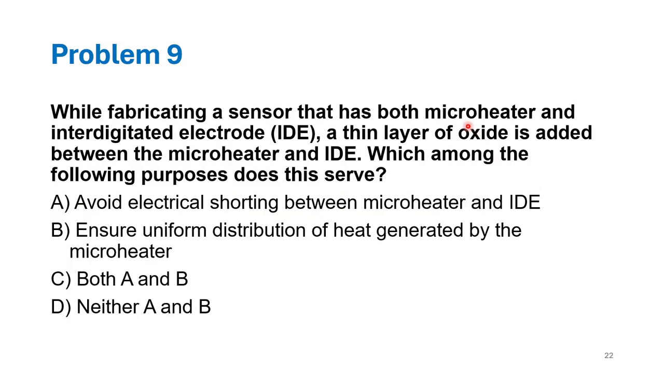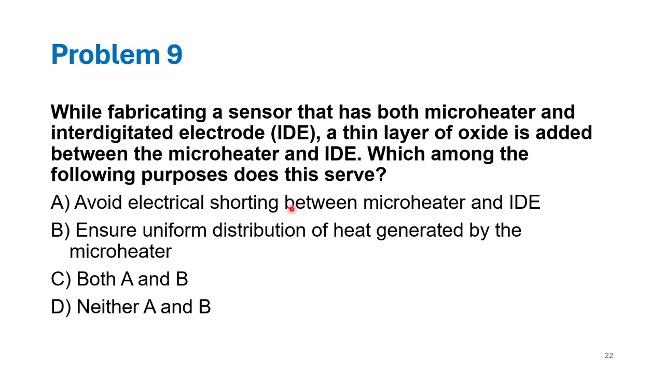Okay? Next we move on to problem number 9. While fabricating a sensor that has both microheater and interdigitated electrode IDE, a thin layer of oxide is added between the microheater and IDE. Which among the following purposes does this serve?